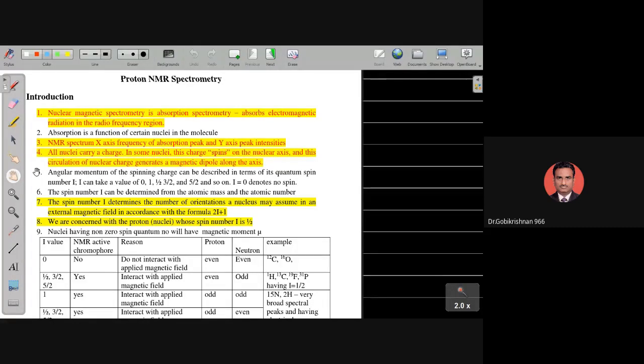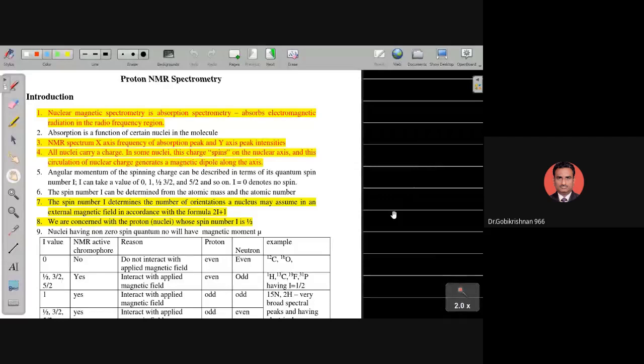M is equal to 2I plus 1. And we are concerned with the proton whose spin number I is equal to half, because the nuclei with the spin quantum number I equal to half are easily affected by the external magnetic field. Therefore, the nuclei with I equal to half are more often studied in NMR. And they have given some examples for the value of I.